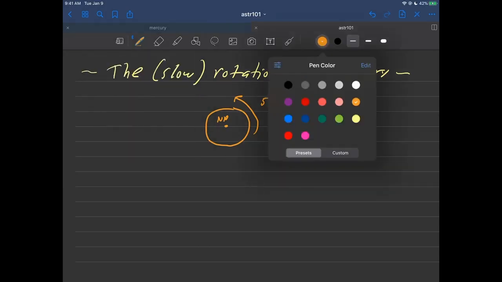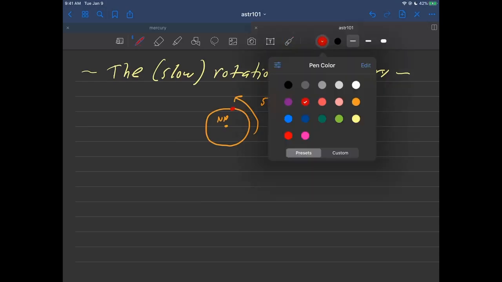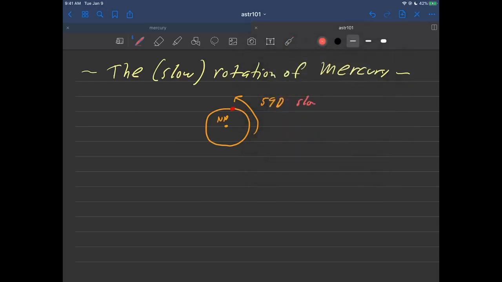So if there was some feature on Mercury, say like this dot here, it would take 59 days for this dot to go all the way around. In other words, this rotation here is obviously quite slow. So if you're an astronomer trying to watch Mercury, it's very difficult to get a handle on this because the rotation is just so slow. There weren't any features to track. It always kind of looked the same. It's like maybe Mercury isn't even rotating. It just wasn't clear what was going on.